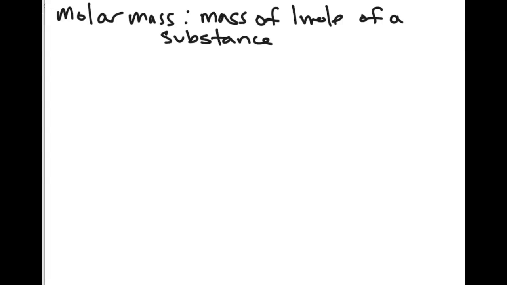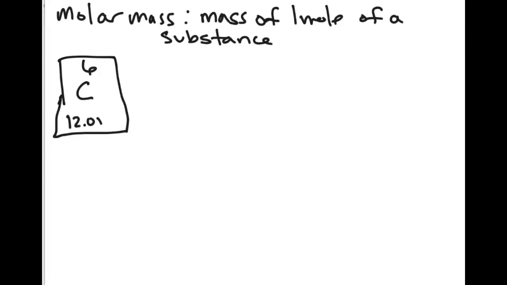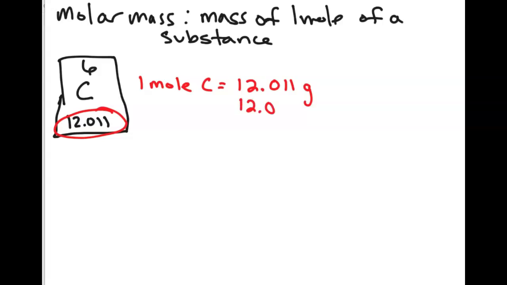So to calculate the molar mass for an individual element, let's say my beautiful drawing here is the carbon box in your periodic table. If we want to know the molar mass of carbon, it's just this number right here. What this means is 1 mole of carbon equals 12.011 grams. For the sake of not having big long numbers, we'll round to 1 decimal point, so we'll just call this 12.0.